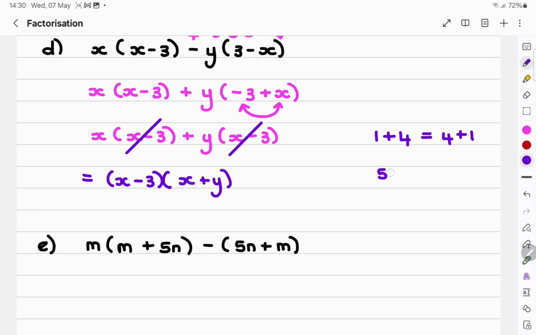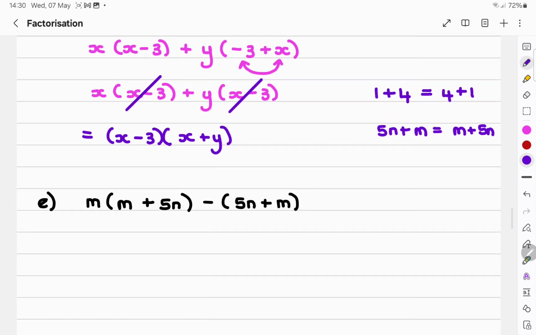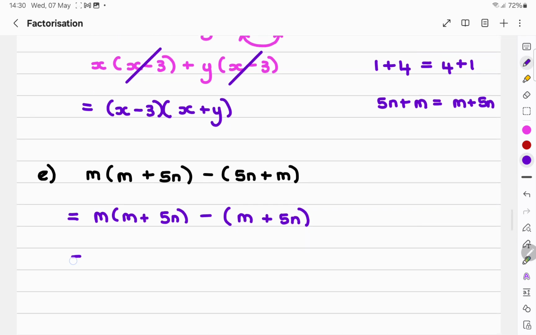So 5n plus m is the same as m plus 5n. So if you want to swap it around, you can, just to make them both the same, or to show your teacher that you know that they are the same. So when you add two terms, you can just swap the two terms around because they are both positives. All right, and now you can say, okay, I'm going to take out a common bracket. And what is left? M.